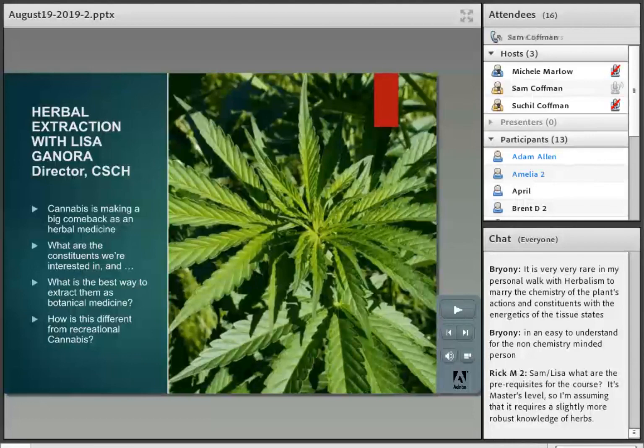There's a question that actually came in. Rick says, Sam, Lisa, what are the prerequisites for the course? It's master's level, so I'm assuming it requires slightly more robust knowledge of herbs. Do you want to answer that? Right. So for the herbal constituents, actually the main requirement is curiosity and open-mindedness and the ability to read slowly and comprehend what you're reading.